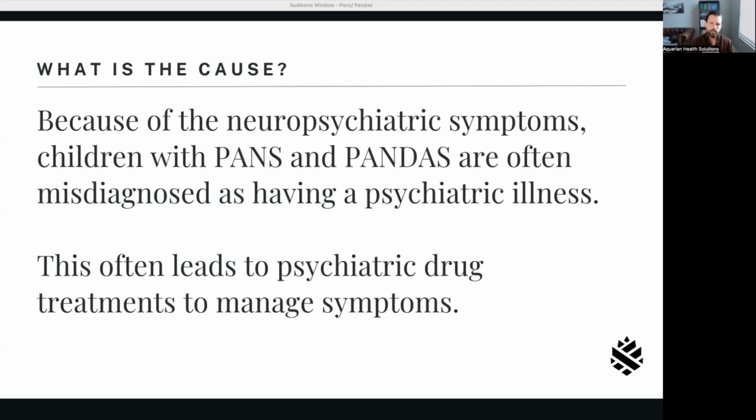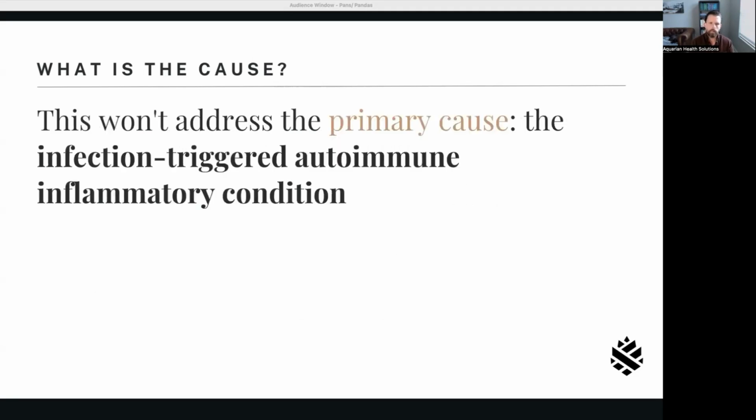Unfortunately, because of the neuropsychiatric symptoms, children with PANS and PANDAS are often misdiagnosed as having some kind of psychiatric illness. And this often leads to psychiatric drug treatment to manage the symptoms. But this is a huge problem because this doesn't address the primary cause. And the primary cause is an infection triggering the autoimmune inflammatory condition.